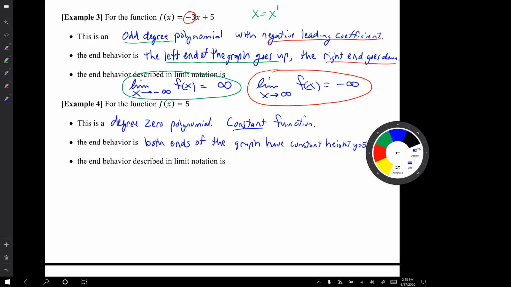So that described in limit notation would be the following. The limit as x goes to negative infinity of 5 is 5, and the limit as x goes to plus infinity of 5 is also 5.